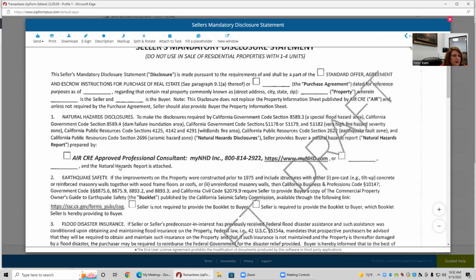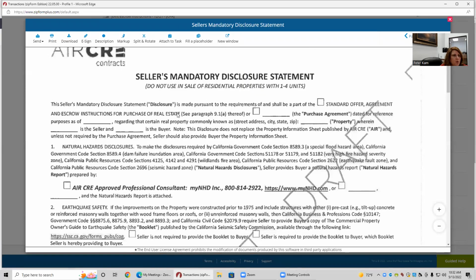So you can either check here and provide my NHD, or it's perfectly fine if you want to put in the NHD provider of the seller's choice. Check the box here, type in the name of that company. So make sure that when you order a commercial NHD report, you check here, put the name of the company, put the date of the report, and attach it. So order that early so you can get this mandatory disclosure statement done.